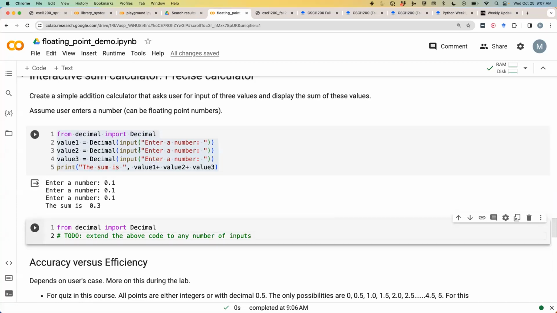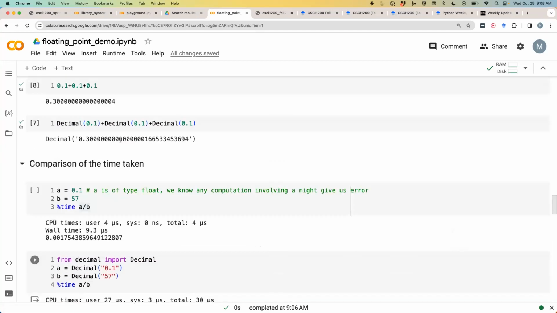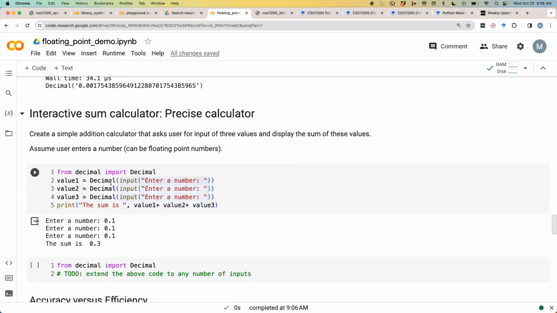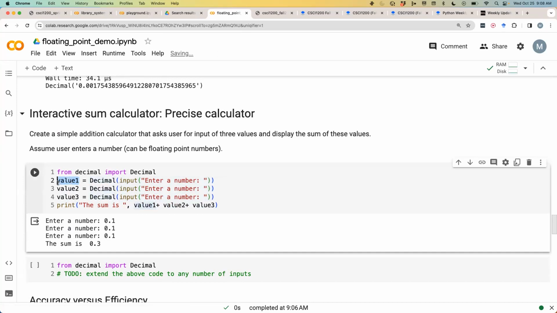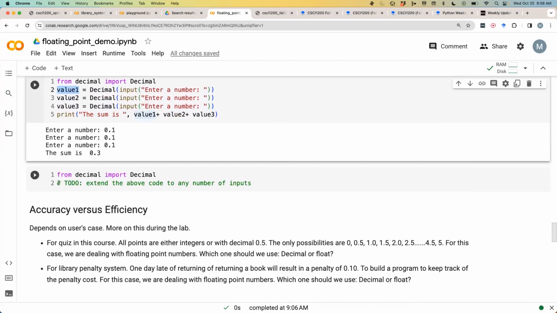You have the user input a number, which is already of type string, which is exactly what we want. Remember, if you want it precise, it has to be of type string, and then you typecast it to decimal. Then the value that is being stored now will be of type decimal. That will be the precise definition of the numbers that the user enters.